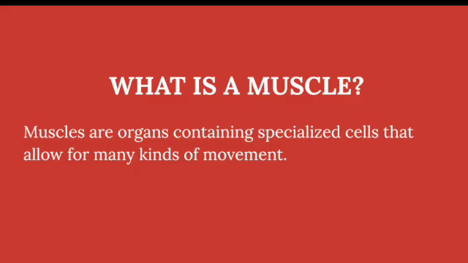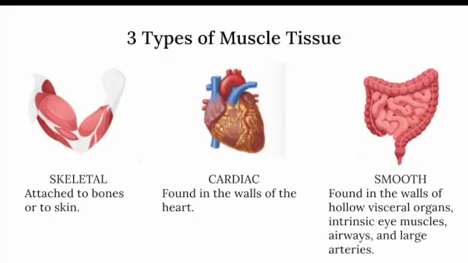There are three types of muscle tissue: skeletal, attached to bones or to skin; cardiac, found in the walls of the heart; and smooth, found in the walls of hollow visceral organs, intrinsic eye muscles, airways, and large arteries. Cardiac and smooth muscles are under involuntary control, while skeletal muscles are under voluntary control.